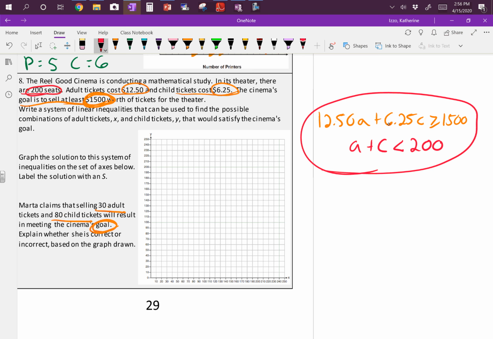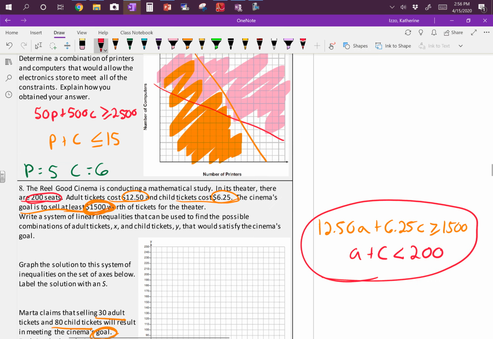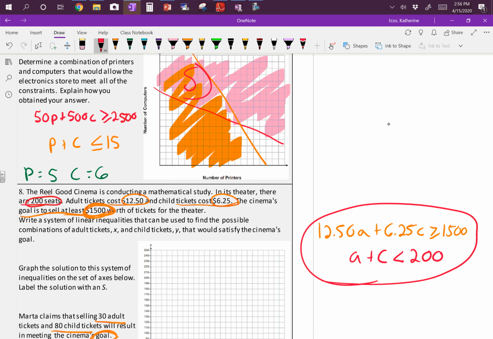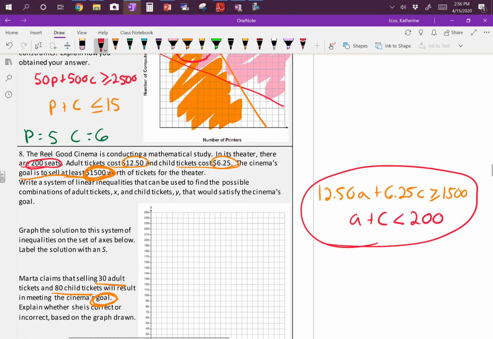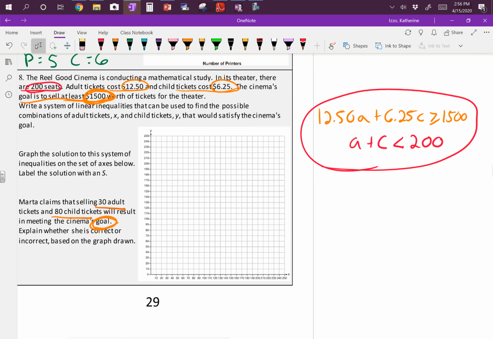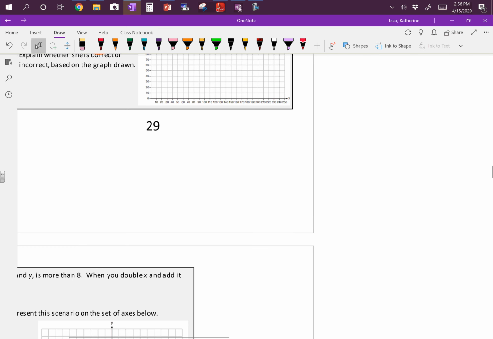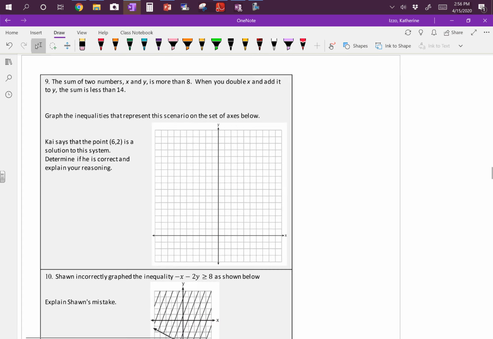You would then go to your calculator, graph them, try and graph them on this graph, mark where they cross, where they're both shaded, the S. So this is S because this is where they're both shaded. And then determine if that is true. I will let you finish 8 by yourself. Let's go to number 9.